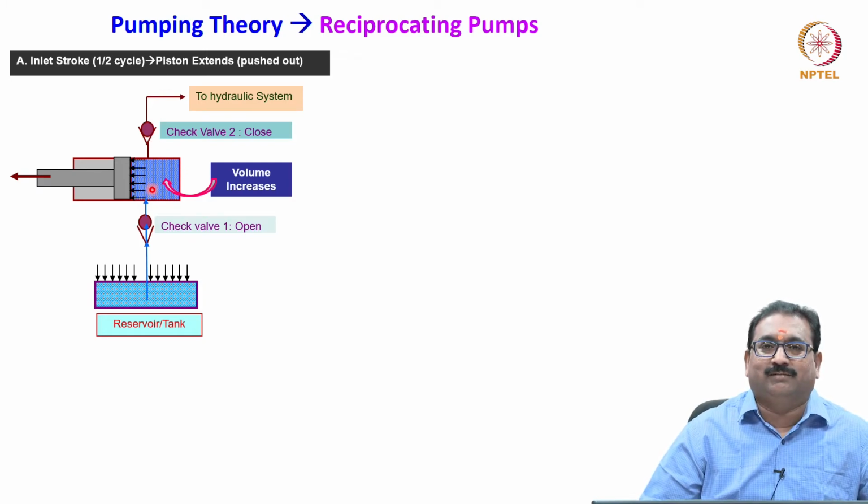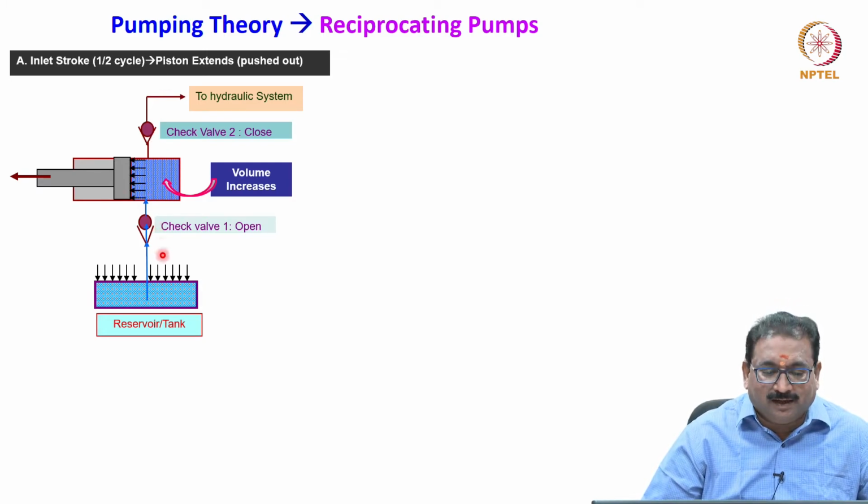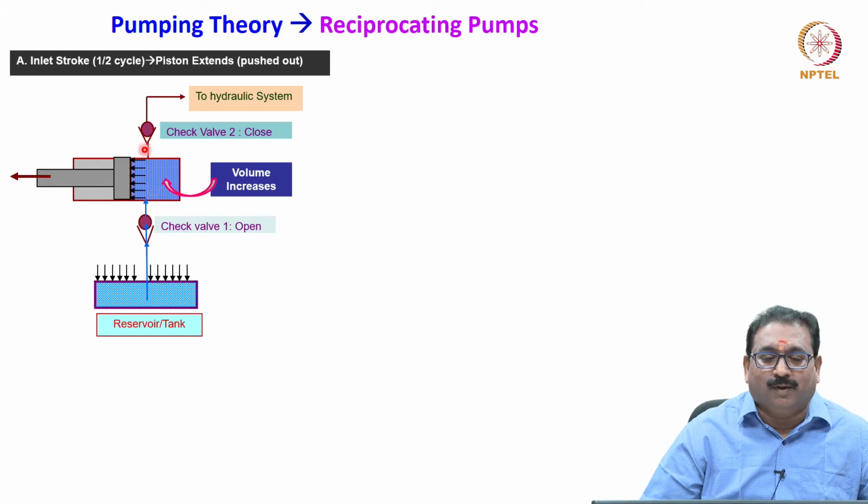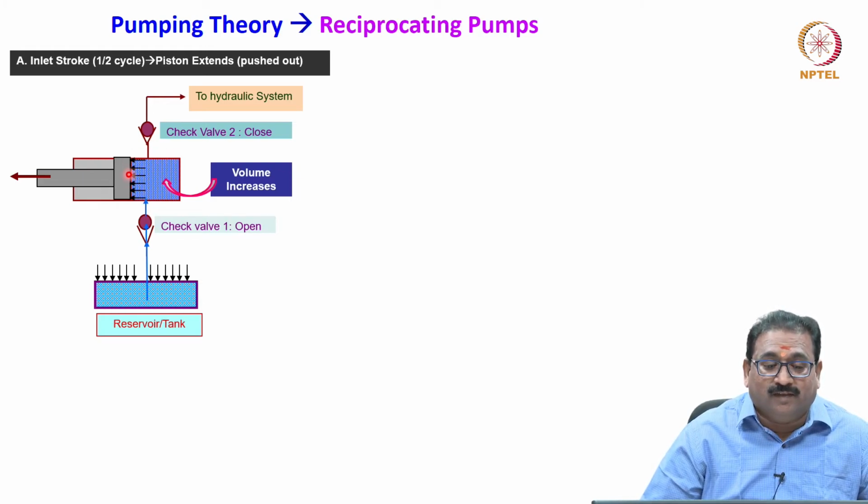Then understand neatly, here I have shown you the two check valves. Check valve 1 opens when the piston is drawn out. At that time the tank is kept at atmospheric pressure. Then it will suck the fluid because it will create the partial vacuum. Please understand, friends, there is a very little gap between the piston and the cylinder.